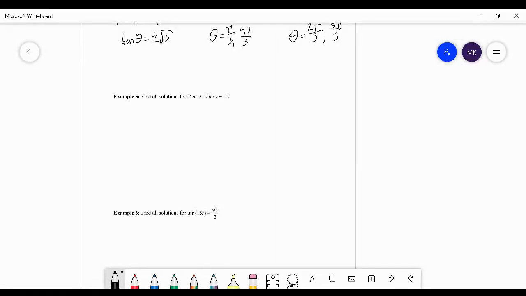Find all solutions for 2 cosine t minus 2 sine t equals negative 2. Okay. Well, the hard thing here is to figure out, how do I deal with this when I've got cosines and sines, and this time I don't have any of them squared, and so it doesn't really help me out.